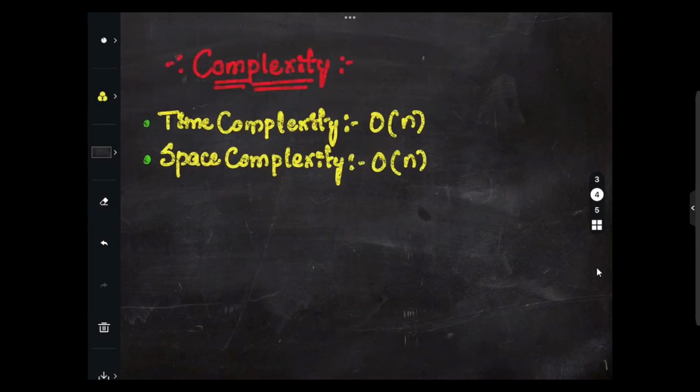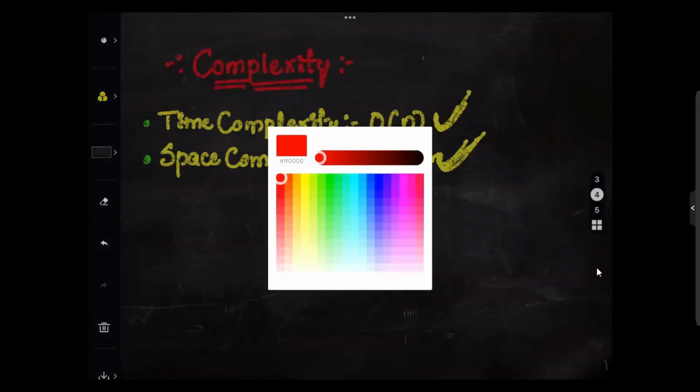So here, the time complexity for the code that we are writing would be basically big O of n, and the space complexity would be big O of n as well. Just keep this in mind. The time complexity would be big O of n, and the space complexity will be big O of n as well, right?